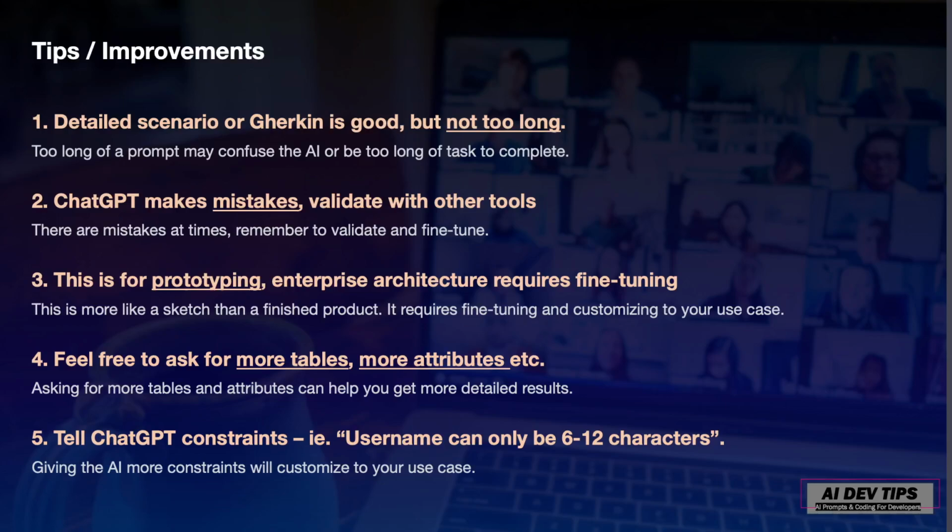Feel free to ask ChatGPT for more tables, more attributes, different types of attributes, and you can get more info out of it and more detailed results. And you can also tell ChatGPT constraints, like the username can only be 6 to 12 characters.